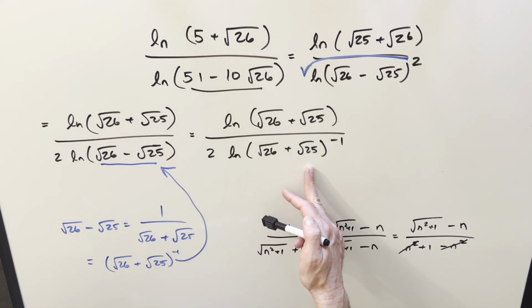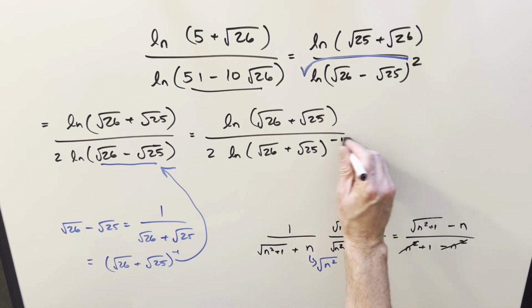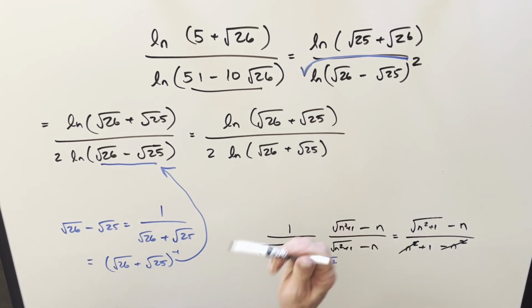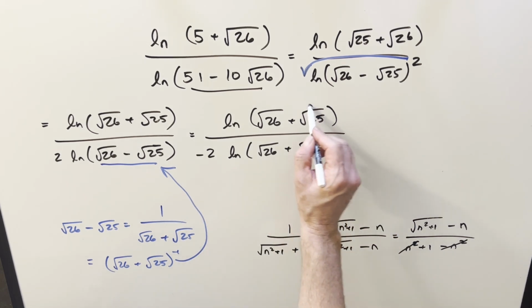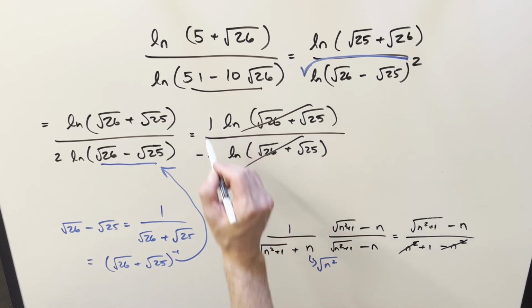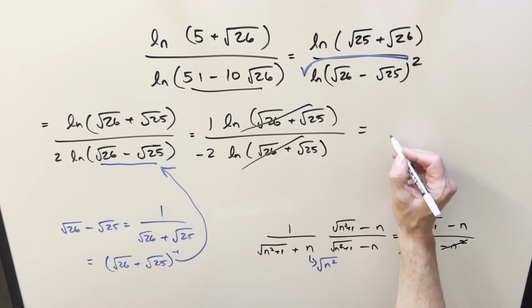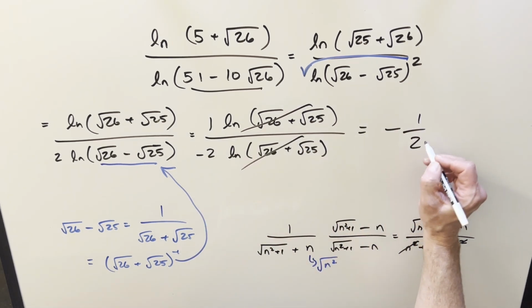But now here I can just use log properties again, bring the exponent out front. So let's get rid of this and just put it on the 2. But then, of course, we just cancel this with this here, left with a 1 in the numerator. So for my final solution of this, we just get minus 1/2.